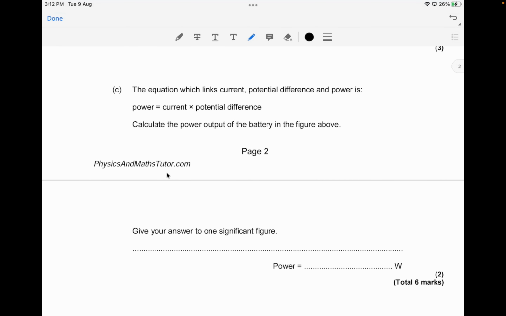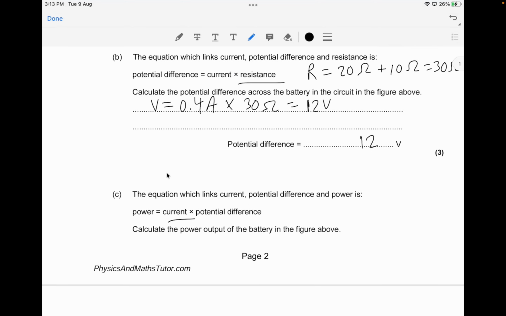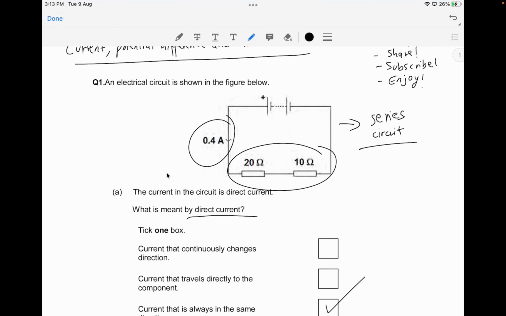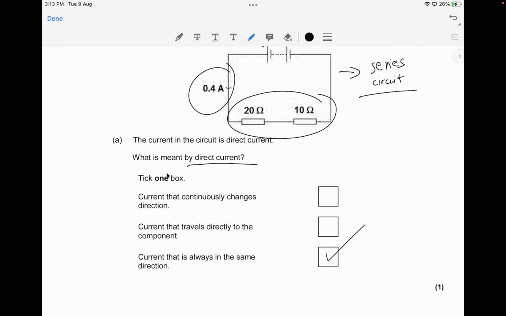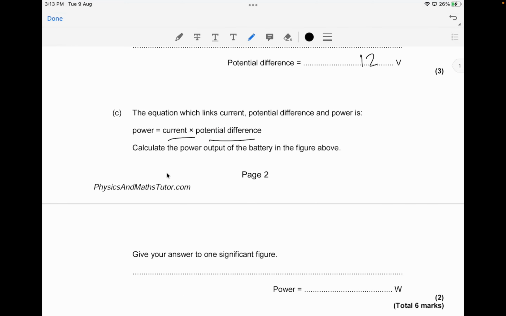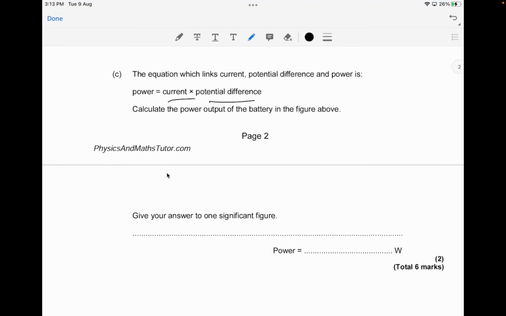Now the next question states that the equation which links current, potential difference, and power is power equals current times potential difference. We have to calculate the power output of the battery in the figure above, and give the answer to one significant figure. Since we already know the current from the question, about 0.4 amps, and we have found the potential difference to be 12 volts, we're going to multiply these two values together to give us the power.